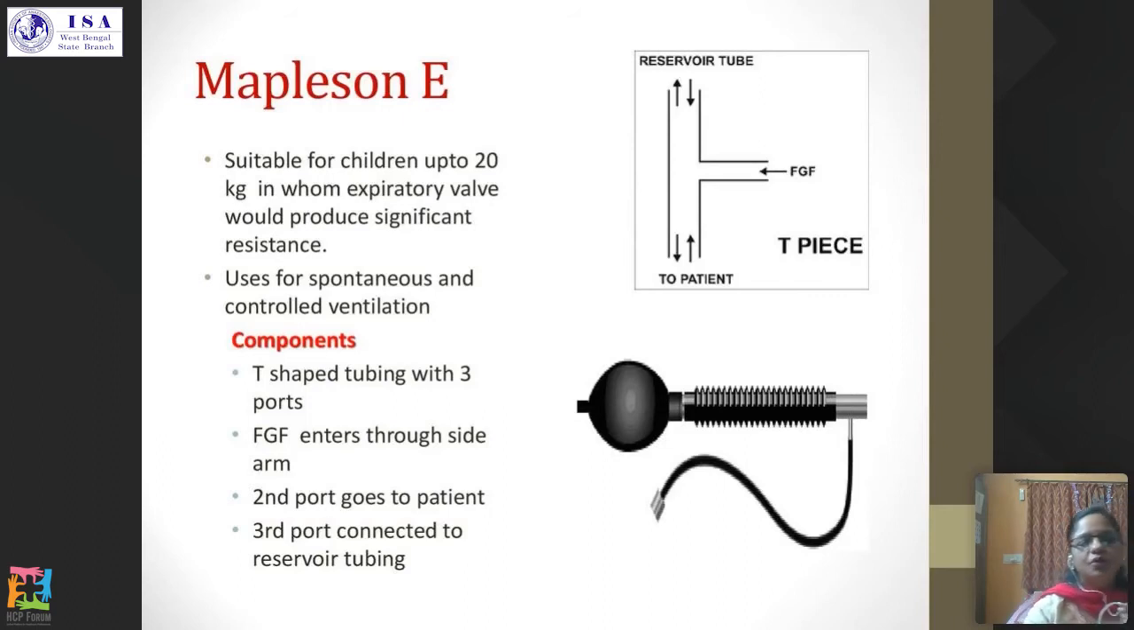What are the components of the T-piece? T-shaped tubing with 3 ports. The fresh gas flow enters through the side arm. This is the side arm, and fresh gas flow enters through here. The second port goes to the patient. This is the port which is going to the patient, and the third port is connecting to the reservoir bag.